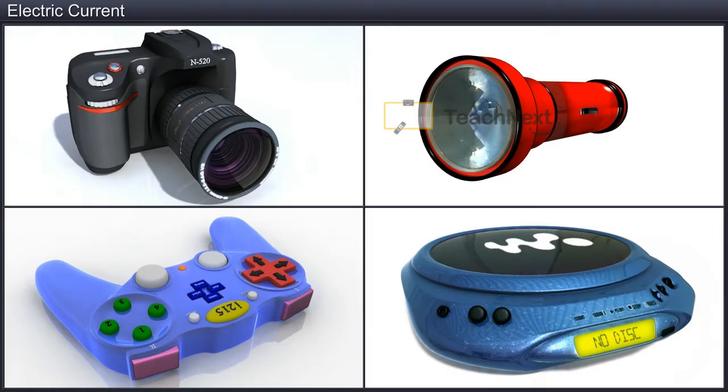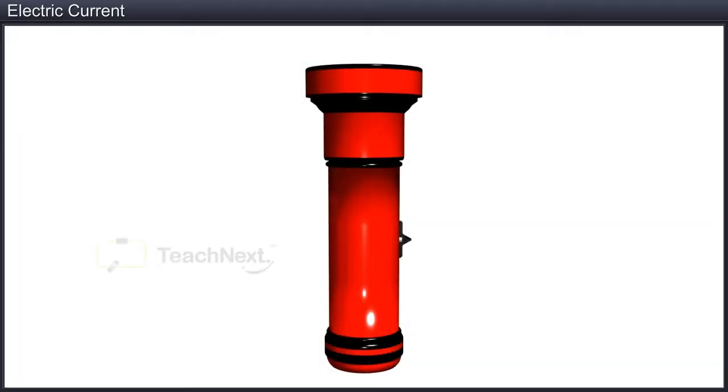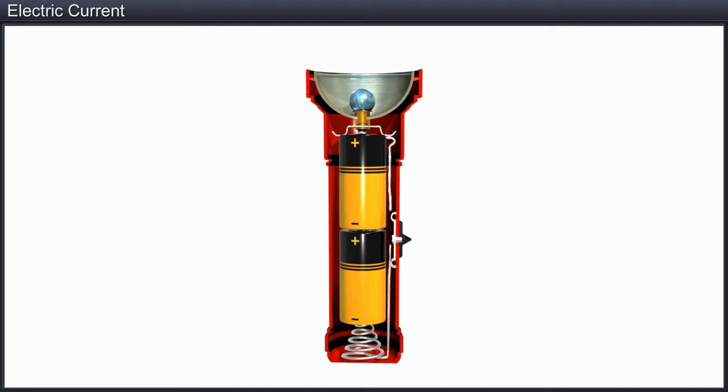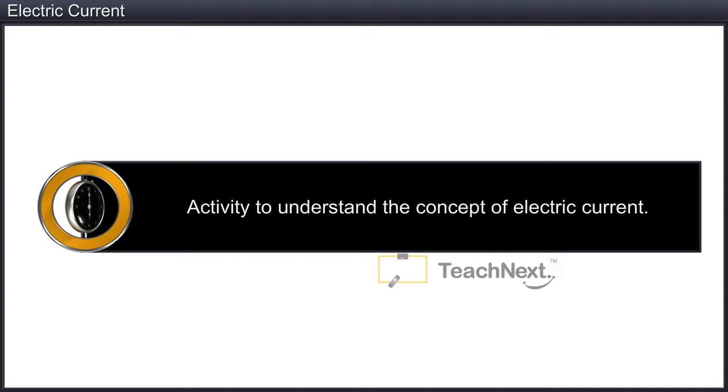In most of the devices that we use, there is a steady flow of charge. For example, in the working of an electric torch, a steady current passes through the circuit of the torch to make it glow. Let us conduct a simple virtual activity to understand the concept of electric current.